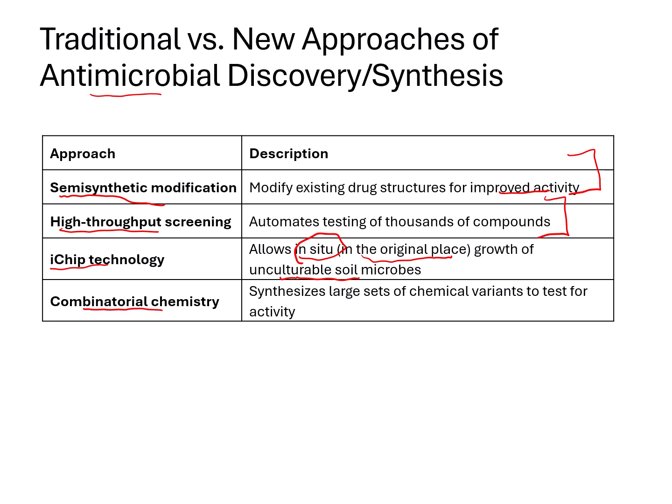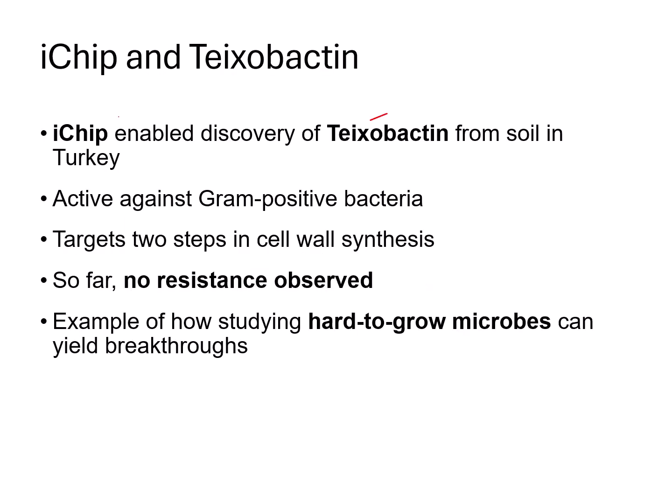And we also have combinatorial chemistry, which allows us to synthesize or produce large sets of different chemical variants of drugs to see if they have antimicrobial activity. A breakthrough tool called iChip allowed scientists to grow previously unculturable soil microbes in their natural environments. So there are many microbes that we cannot grow at all outside of where they typically live in their natural environment. But again, this helped us overcome that. And through this method, researchers discovered Texobactin, and this came from Turkish soil.